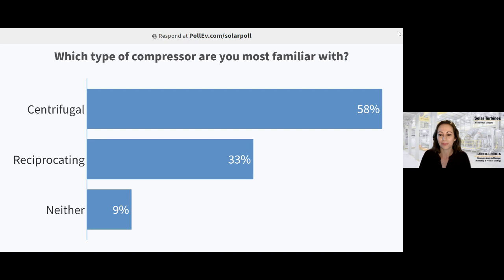So you should see a poll in front of you on the screen. We just want to get an idea of what kind of compressors our audience is most familiar with. It looks predominantly to be centrifugal, which is great news. You're going to learn even more about them today from Rainer. And we're very excited to have you all join us today.